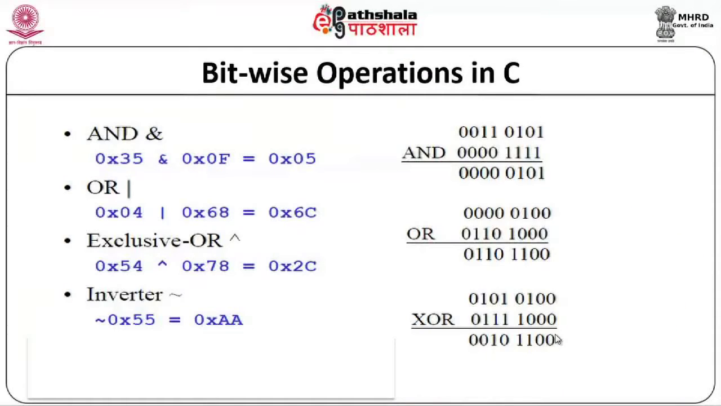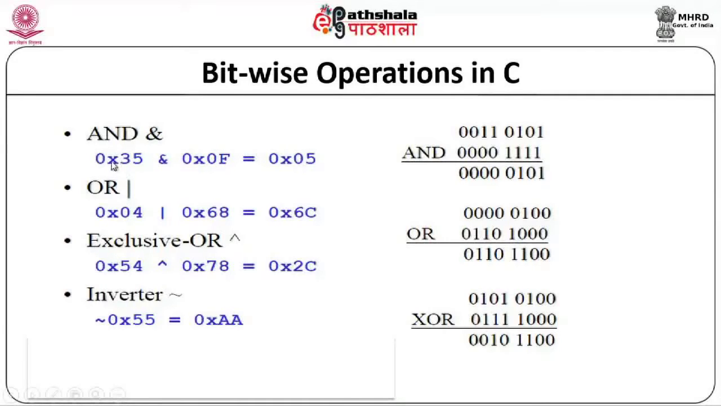So, bitwise operations. When you are looking at the bitwise operations, we have AND, OR, exclusive OR and inverter. These are the operators which will be used when we operate on each and every bit. As we know, the AND is one where if both are 1, then we will be getting a value of 1. So, that is the idea of using an AND gate.